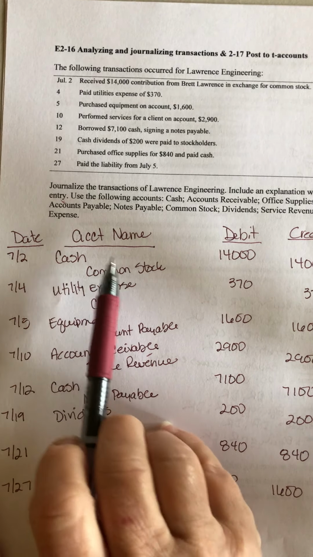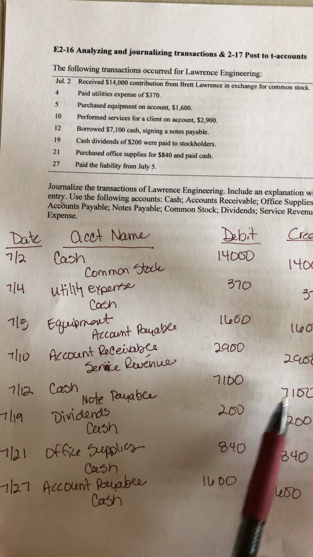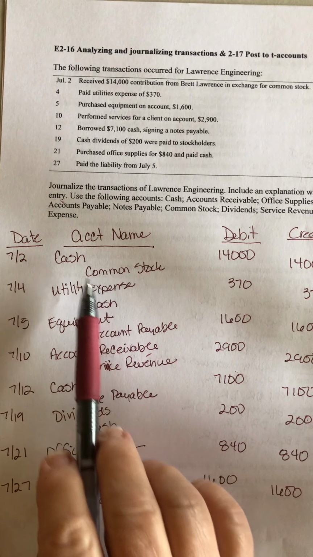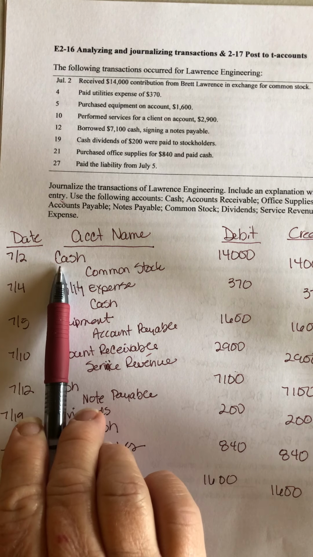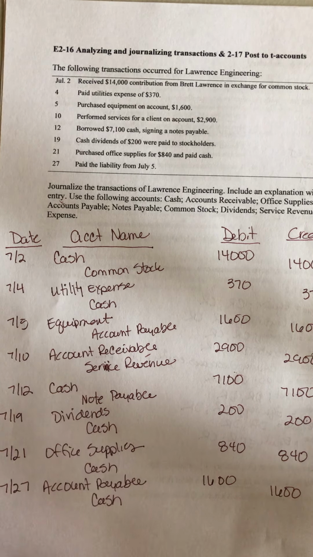All right, notice every journal entry has a debit and a credit, and the numbers add up to each other, okay? The debit is always on the first line, the credits are on the second line, and you indent before you write them.